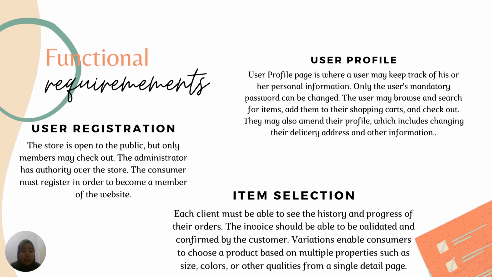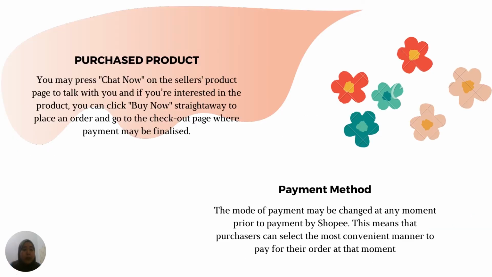And then is item selection. Each client must be able to see the history and progress of their order. The invoice should be able to be validated and confirmed by the customer. Variation enables the consumer to choose a product based on multiple properties such as size, color, or other quality from a single detail page.